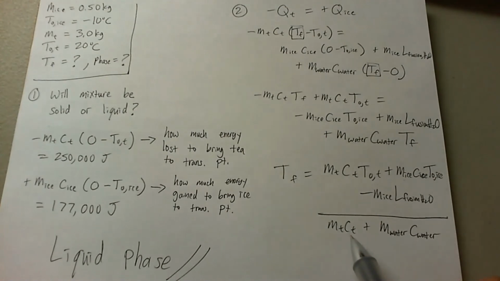Mass of the tea, heat capacity of the tea already given. Mass of the water is going to be the same as the mass of the ice. So that's still going to be half a kilogram. And then the heat capacity of water is the same as the heat capacity of tea. And that's going to be 4,186 joules per kilogram Kelvin.